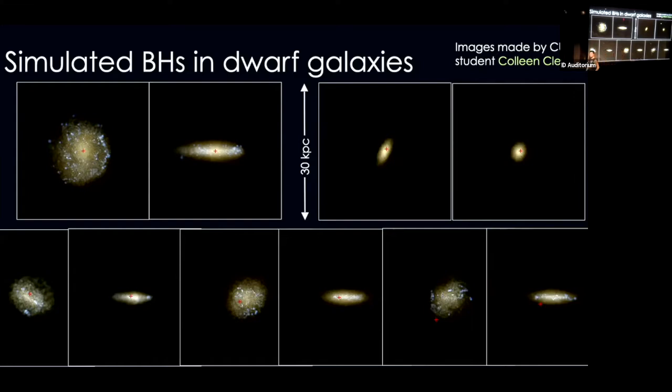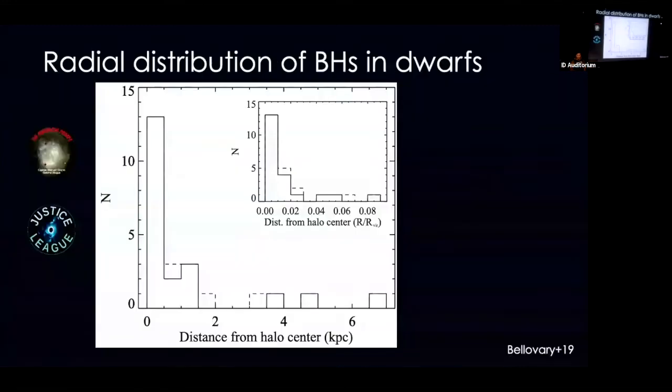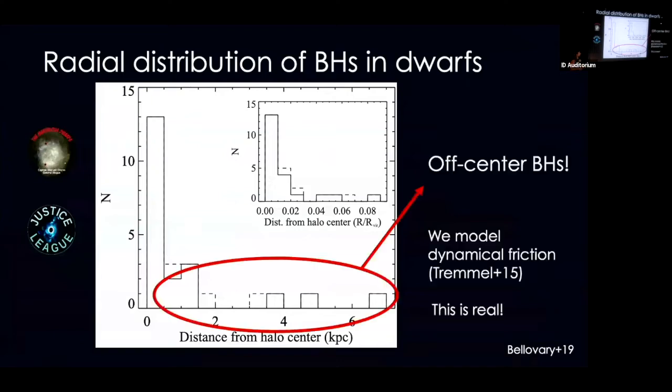It is technically, but it's not in the stellar part. So that's interesting, what's going on there. It turns out that about half of the black holes in dwarfs are off-center. So this is a distribution of the distance from the halo center, which is how many black holes you've got. This big peak here is where there's a whole bunch of them in the center, and that is what we expect for massive galaxies for sure. But then there's this tail, which are off-center black holes.